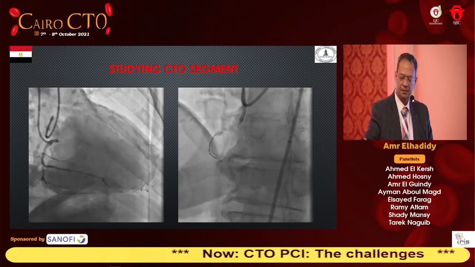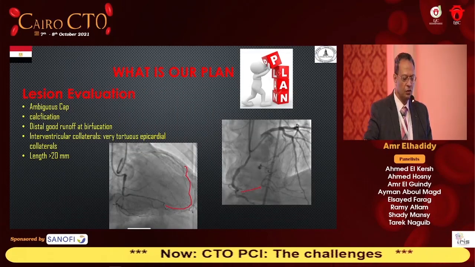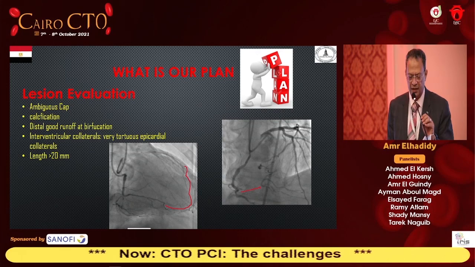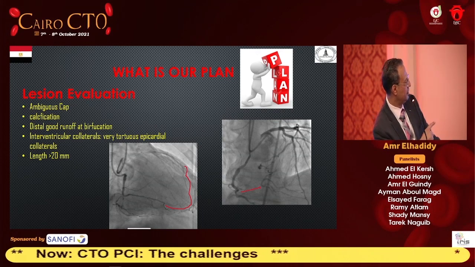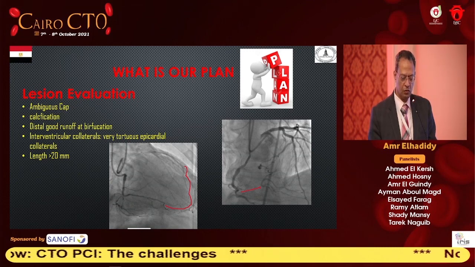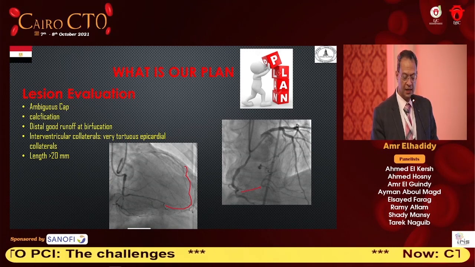Next, please. So, if you need to study these collaterals, if you look for the red color, you will see the epicardial collaterals coming from the diagonal and going to the distal RCA.